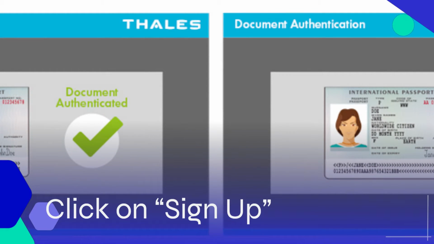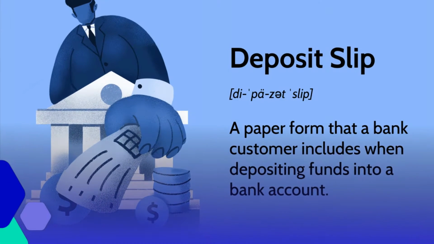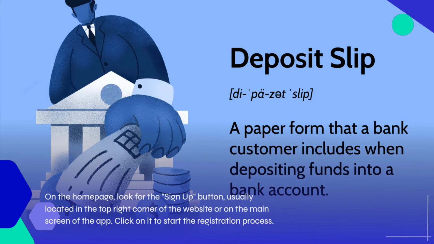On the homepage, look for the Sign Up button, usually located in the top right corner of the website or on the main screen of the app. Click on it to start the registration process.